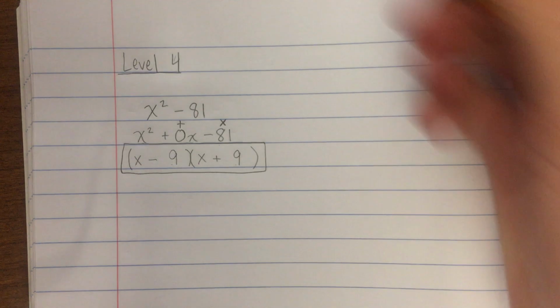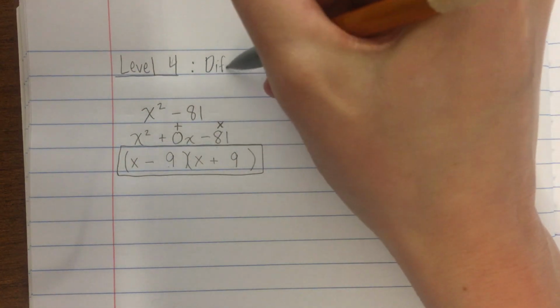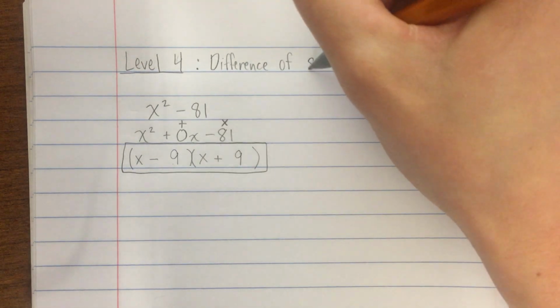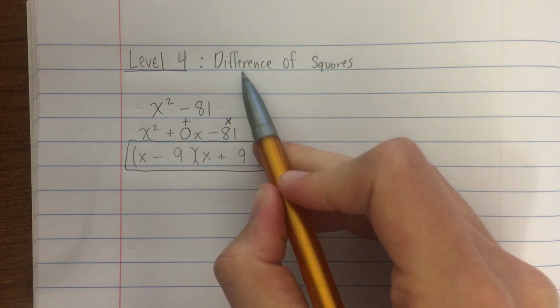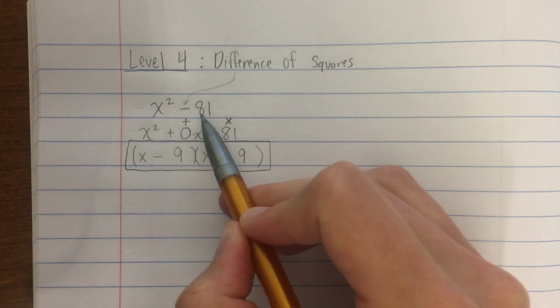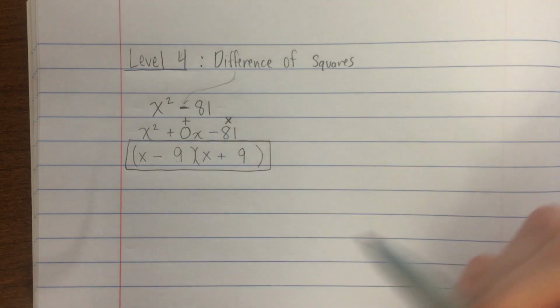Okay, and this actually has a name. Not that you necessarily have to know the name to do it, but it's called difference of squares. And the reason it's called that is because this is a difference, a subtraction problem, of squares. This is x squared, and this is 9 squared. So it's 2 squares being subtracted, a difference of squares.